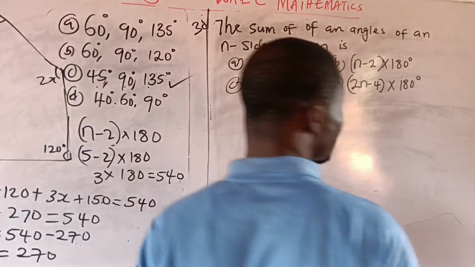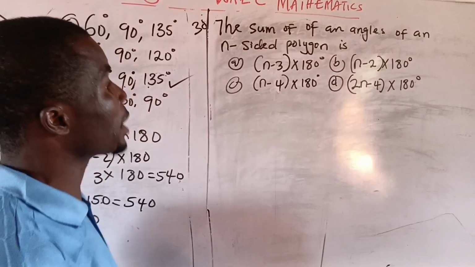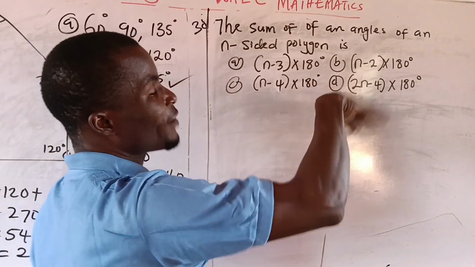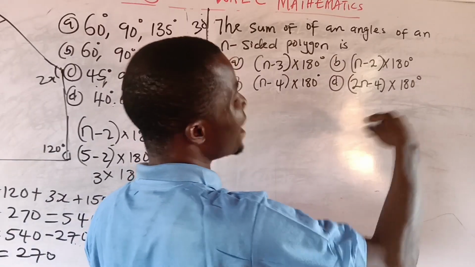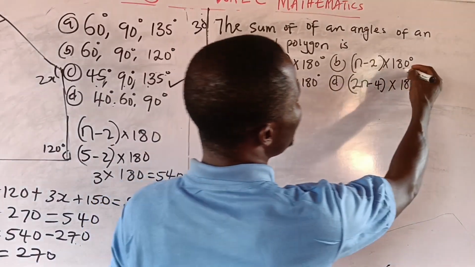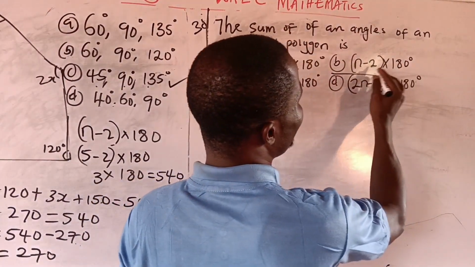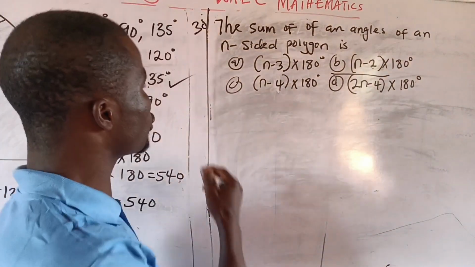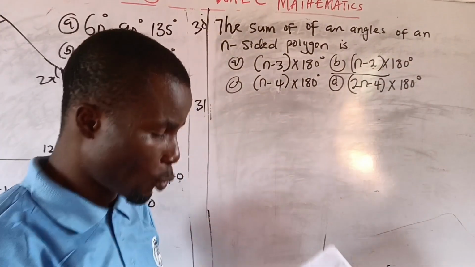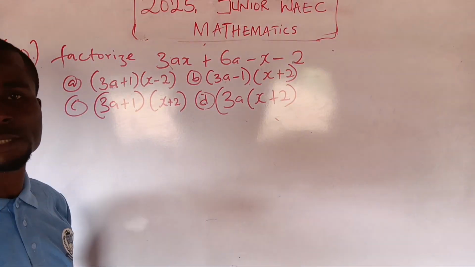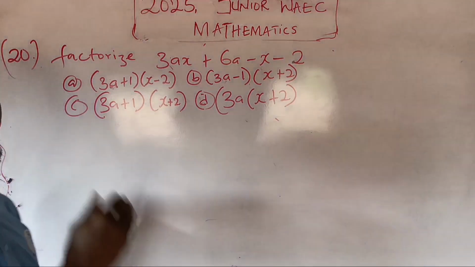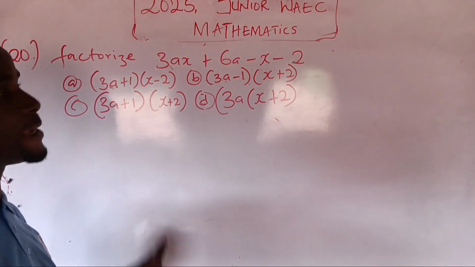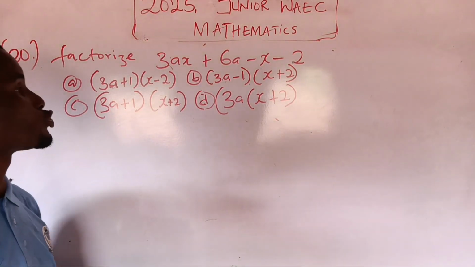So now let's check the options to find the formula. The formula to apply to get the sum of an n-sided polygon is option B, that is n minus 2 times 180 degrees. That is question 30. Now let's go to question 31. Factorize 3as plus 6a minus s minus 2.